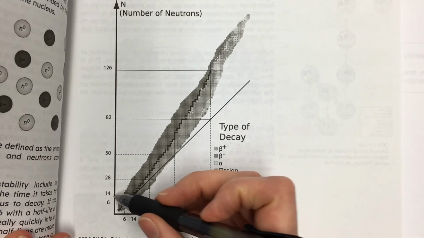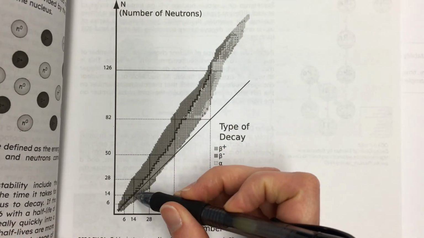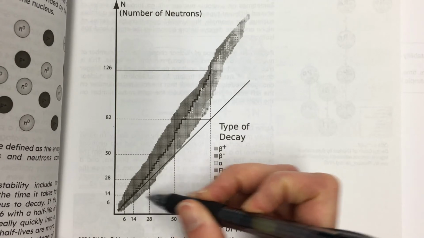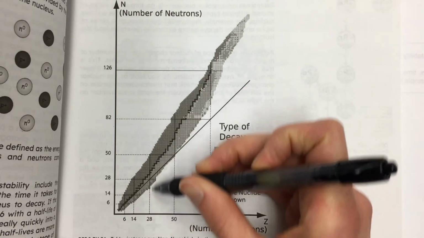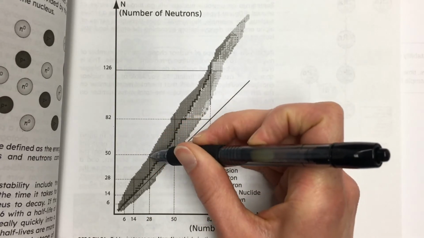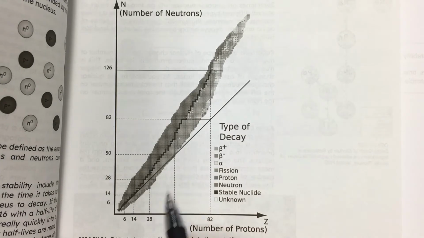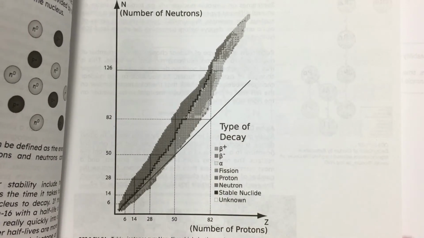So for example, a nucleus with 14 protons and 14 neutrons, that's right here, that's stable. But a nucleus with 28 protons and 50 neutrons, that's out here, that's unstable. It's going to give off radioactivity. So you're going to be looking at that graph today, and I wanted to just show you kind of what it looks like.